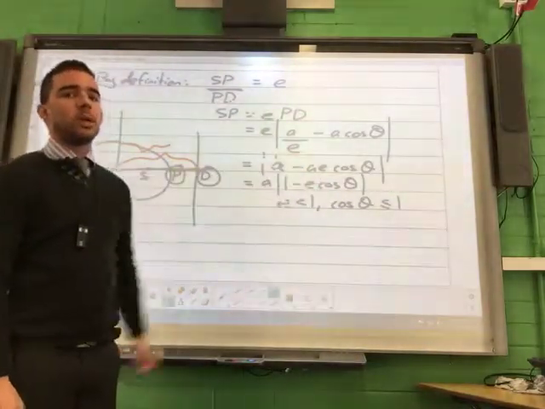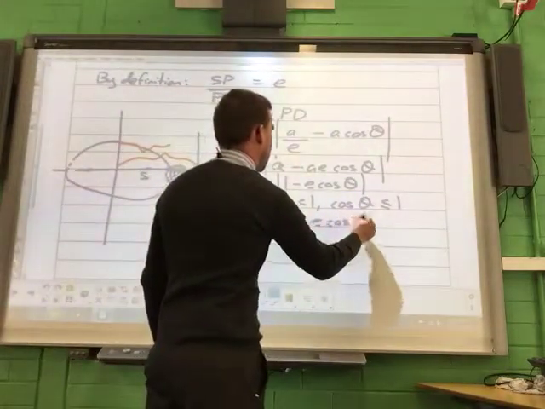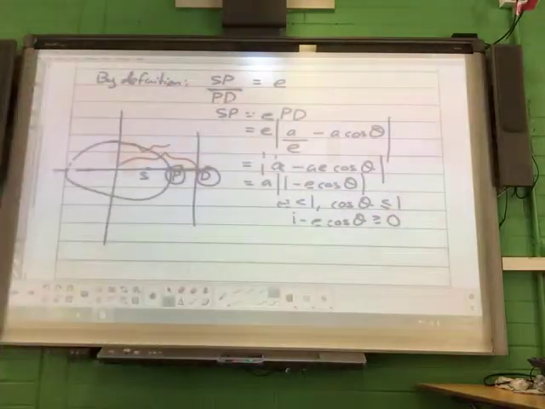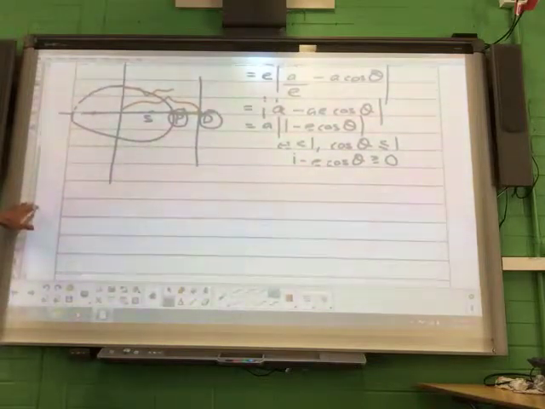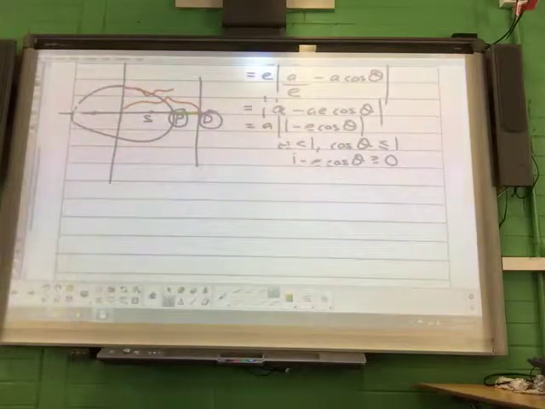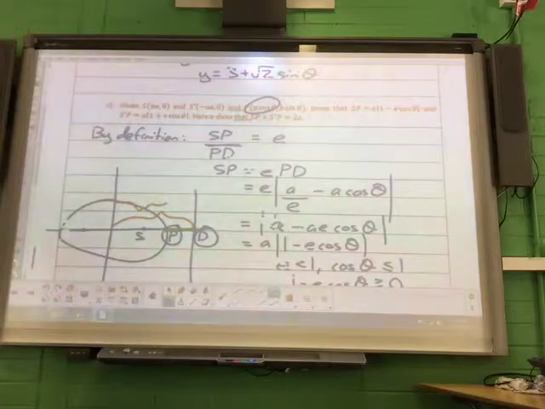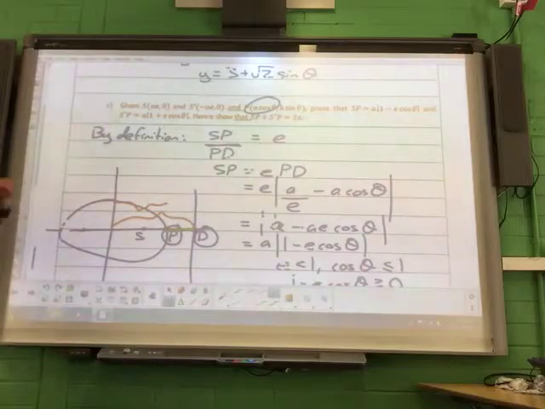One take away a number less than 1 is still going to be positive. So 1 minus E cos theta is going to be greater than or equal to 0. In other words, I'm just showing that it's positive. Okay, so we've done that first bit, so we've shown that. We also need to consider what's happening on the other side. Now I need to show that.